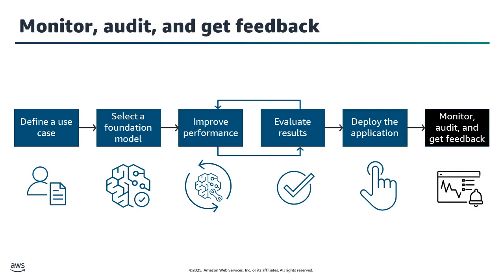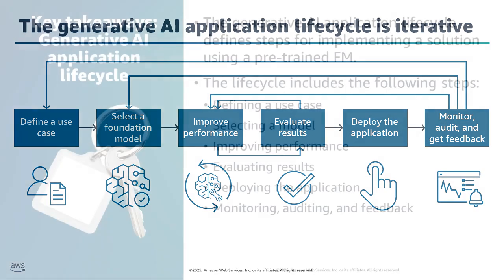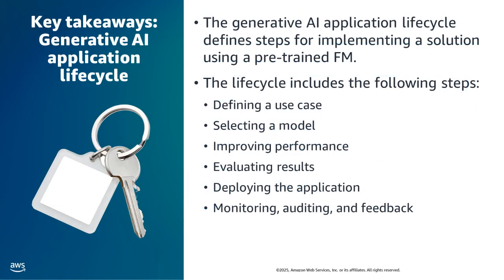Effective monitoring is an ongoing process that requires both proactive and reactive measures. By setting up comprehensive monitoring across infrastructure, model performance, and compliance, you can quickly detect and respond to issues. Effective AI system management combines automated monitoring with strategic human oversight. Remember, this life cycle is iterative. Insights gained from deployment and real-world usage often lead to refinements in earlier stages, which drives continuous improvement of your generative AI solutions.